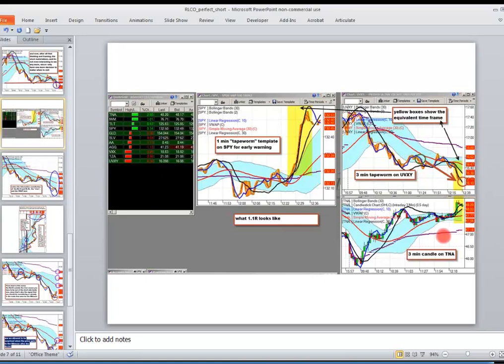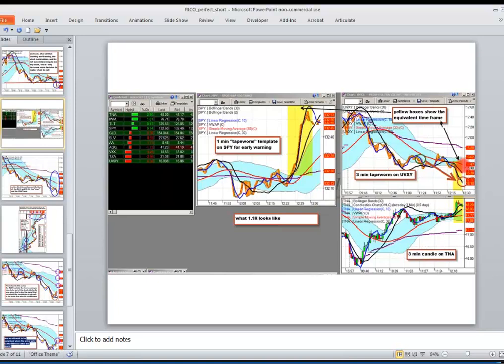And these are both on 3-minute charts using that tapeworm, or the top one is the tapeworm, because I'm experimenting with that as a replacement for the candles. And then this one shows the regular RLCO lens, but with the candles. And then I have my SPY right here, and I have this on 1 minute. I was using the tapeworm because I want to get a little front run on seeing what the market is doing.